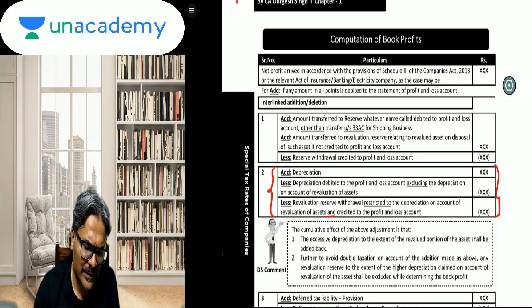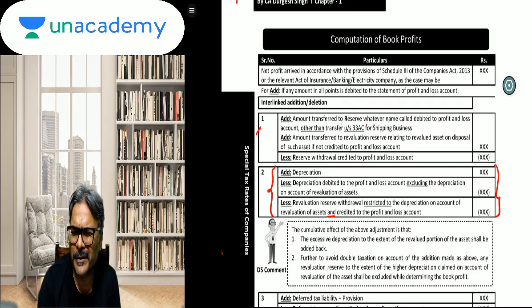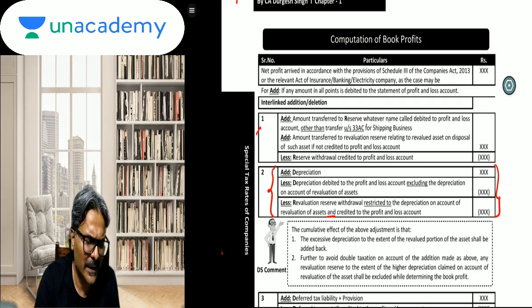So see here, point number 1. Add the amount transferred to the reserve, by whatever name called, which is debited to the profit and loss account, other than the transfer under 33AC or the shipping reserve. Forget the shipping reserve herein, which is not to be considered at this stage.